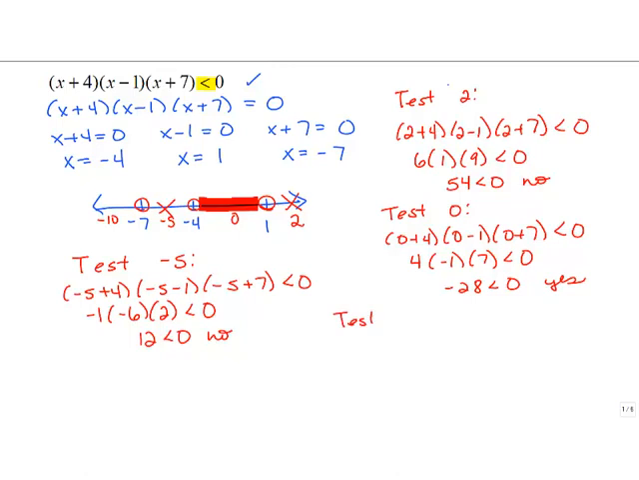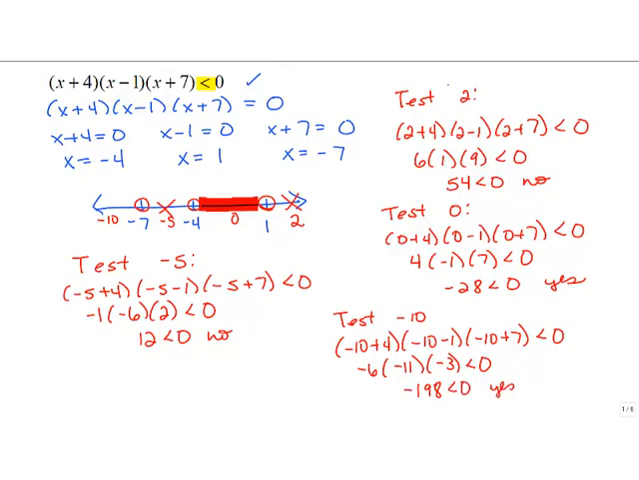-5 gives us a false statement, so that interval is not part of the solution. -10 yields a true statement, so all the numbers less than -7 will be part of the solution. We need to write our answer in interval notation.